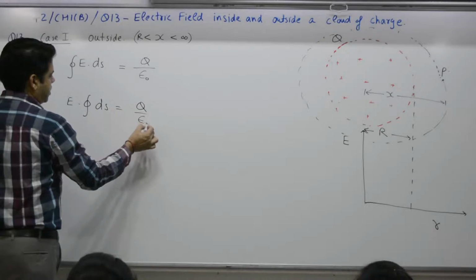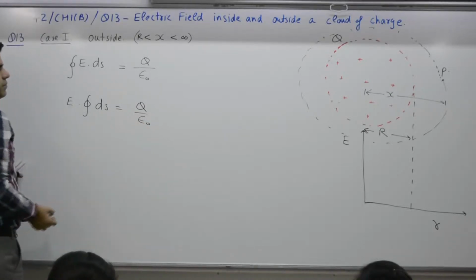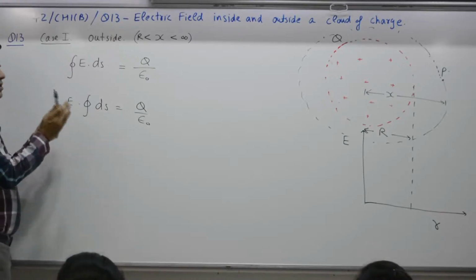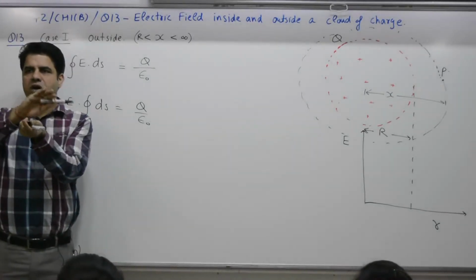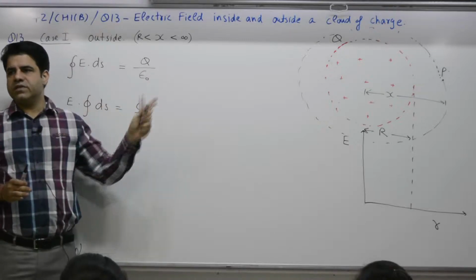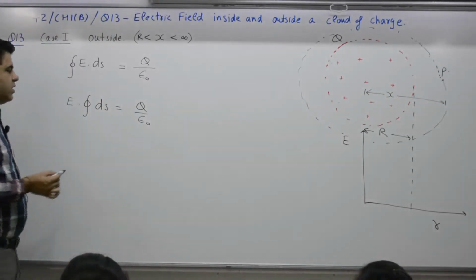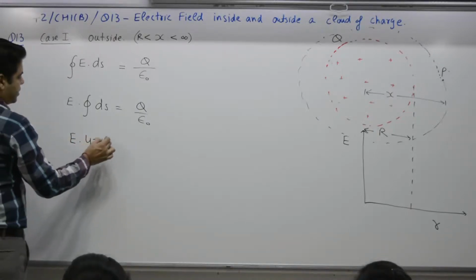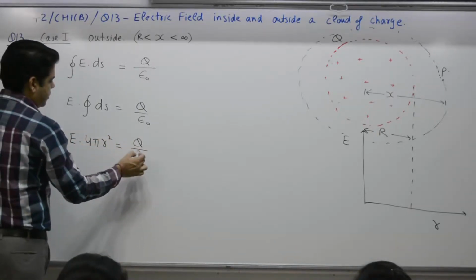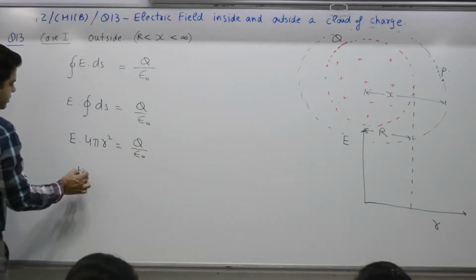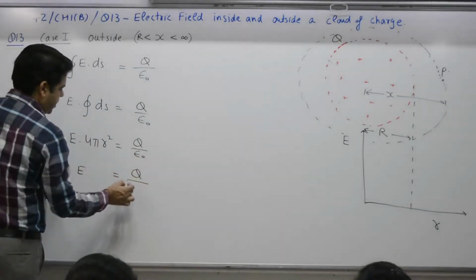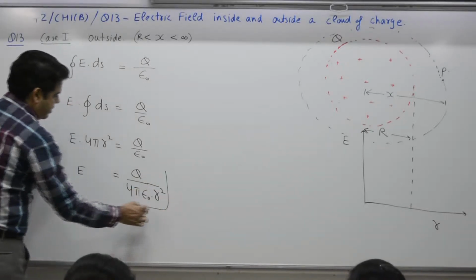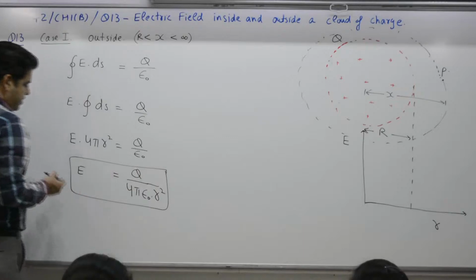ds means small area. Integration means total. Closed means closed surface. So total area of the closed surface, the Gaussian surface in this case, is what? Sphere, and for this the value is 4 pi r square, so E times 4 pi r square is equal to q by epsilon naught. E is equal to what? Q by 4 pi epsilon naught r square.